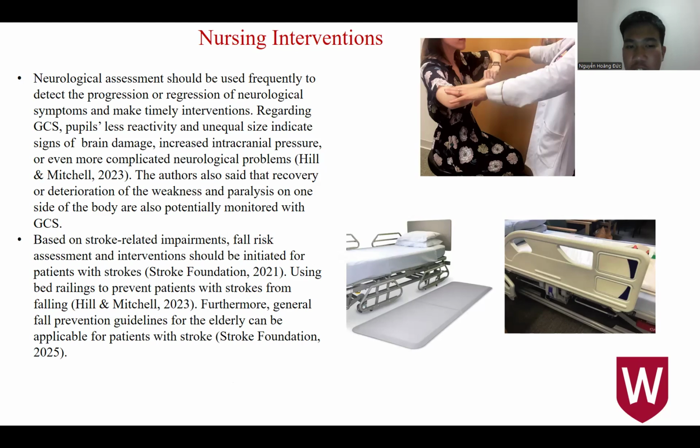Based on the stroke-related impairments, falls risk assessment and intervention should be initiated. For patients with strokes, bed railings should be used to prevent falls. Furthermore, general fall prevention guidelines for the elderly are applicable for patients with stroke, such as, in the picture, you can see the crash mat on the floor.